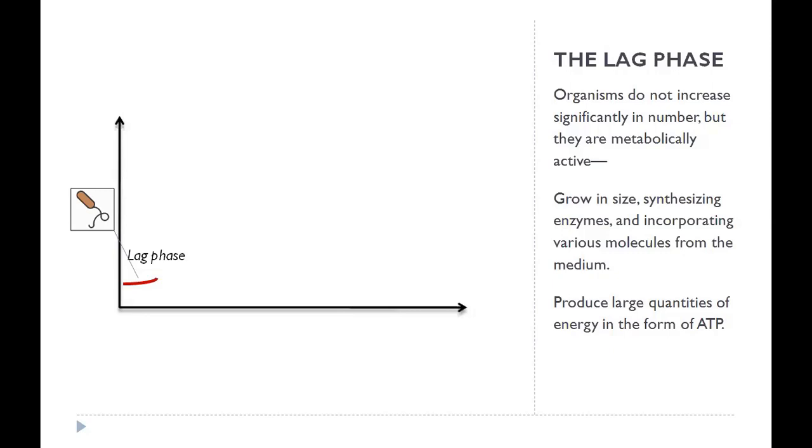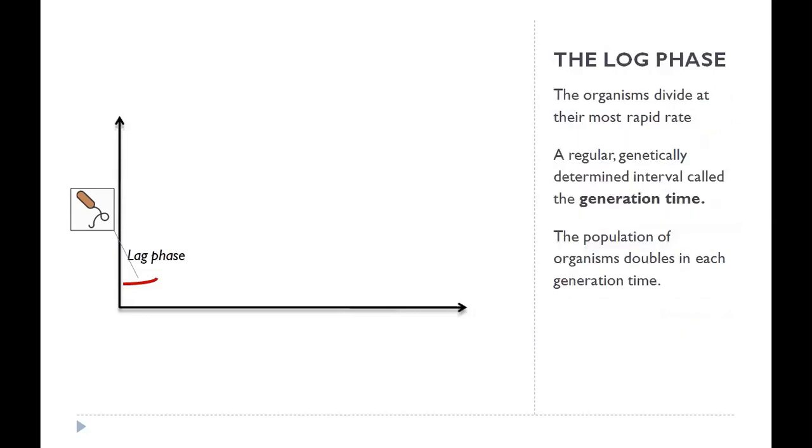So they are metabolically active, they grow in size, they keep on synthesizing enzymes and other components, and they produce large quantities of energy in the form of ATP, which is stored inside the cell, and is required for the next phases of growth. So after lag phase, the bacterial cell population goes into the log phase or exponential phase.